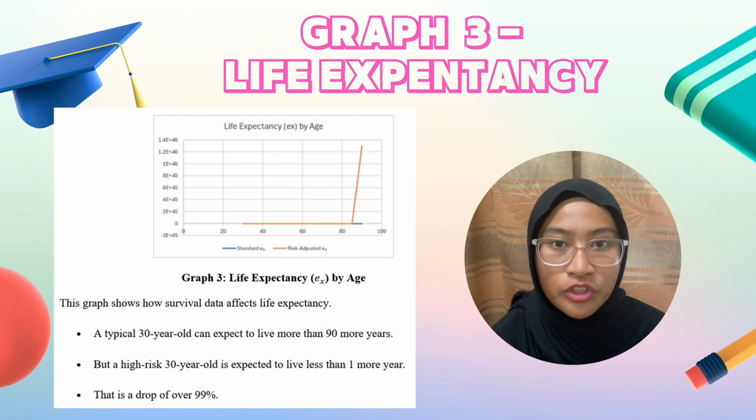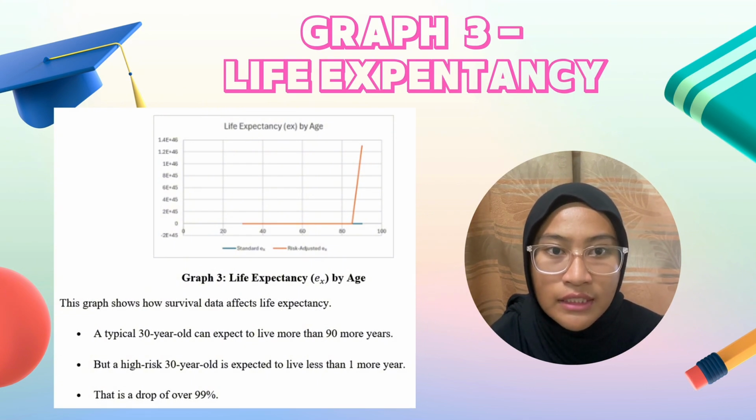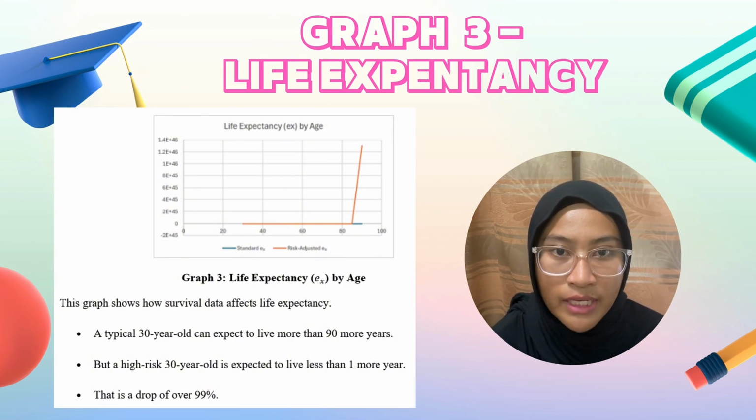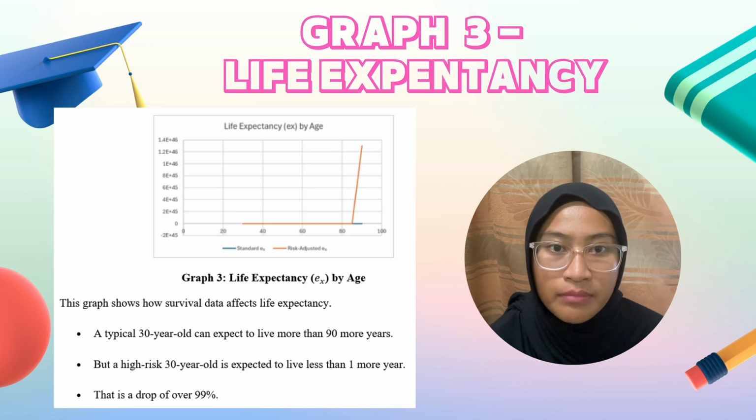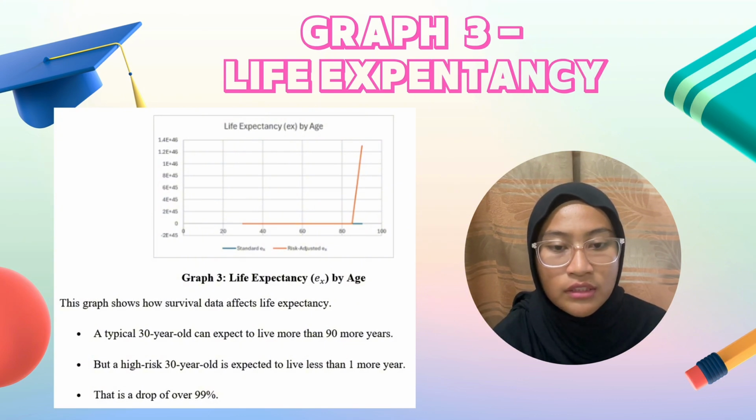The third graph illustrates life expectancy by age. A standard 13-year-old can expect to live more than 19 more years. But a high-risk 13-year-old with our profile is expected to live less than 1 more year. That's a drop of over 99%. This stark difference shows how small risk multipliers, when applied year after year, create a massive compounding effect. The risk-adjusted person's life expectancy drops by decades, and this completely changes their financial future. Traditional retirement planning becomes irrelevant for such individuals.